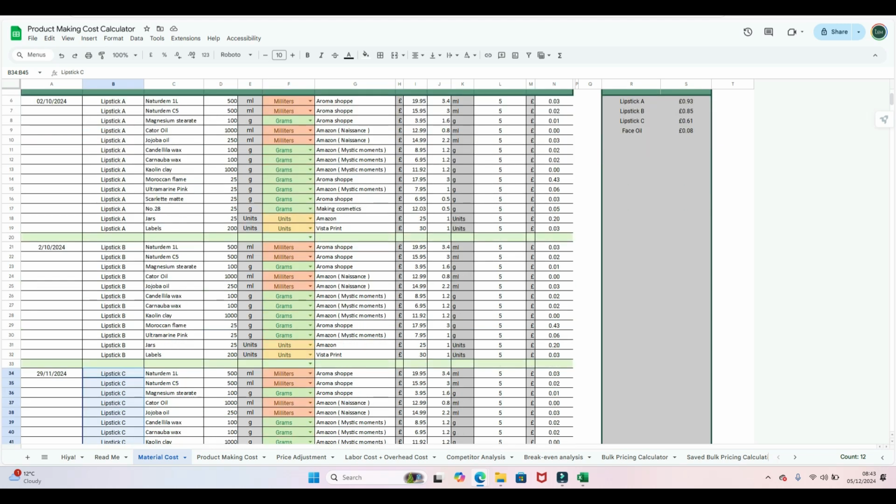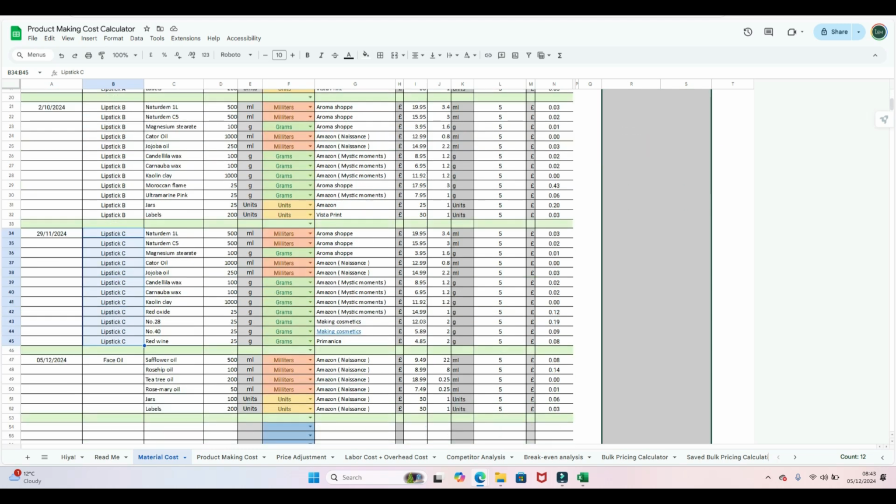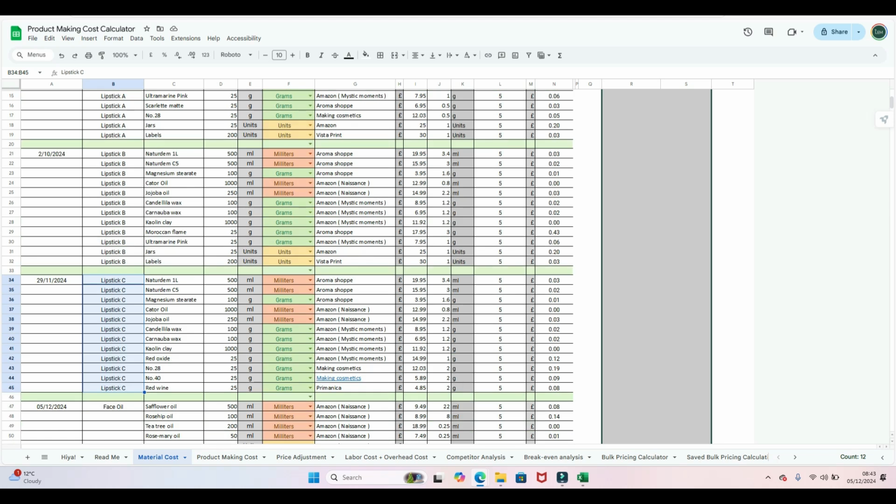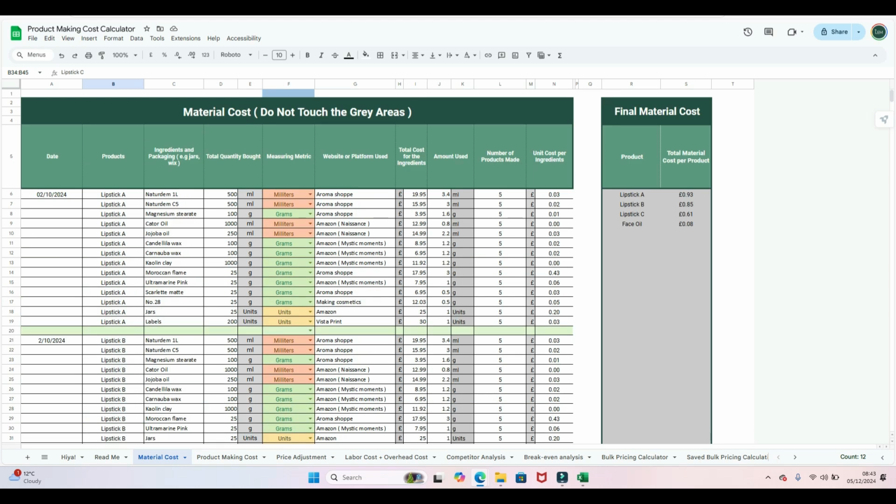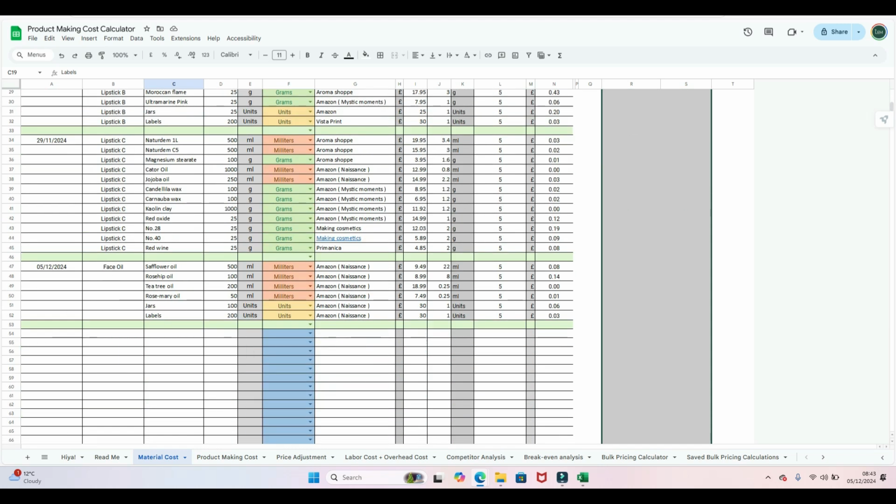One mistake that a lot of small businesses make is that they do not calculate jars and labels. So for example, here lipstick C has no jars and labels. It will affect the final cost. It will be inaccurate. So always add jars, labels, everything else that you use to make this product.